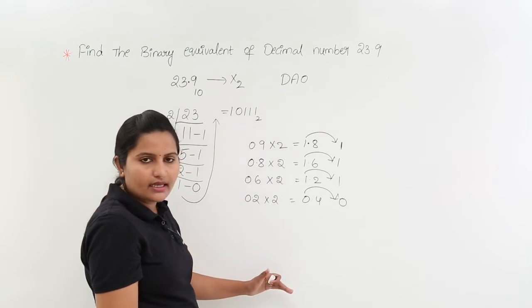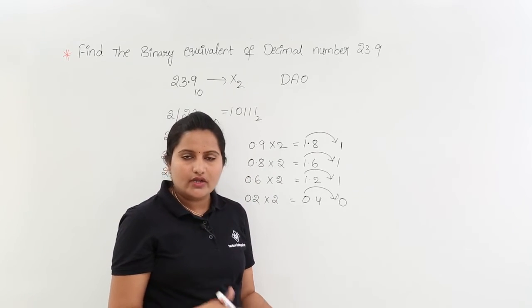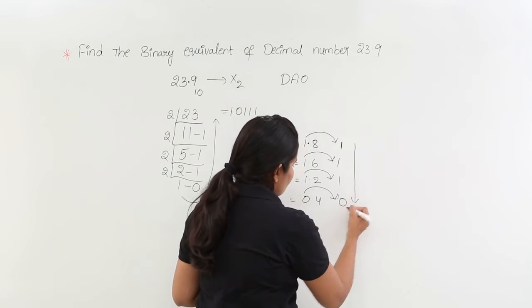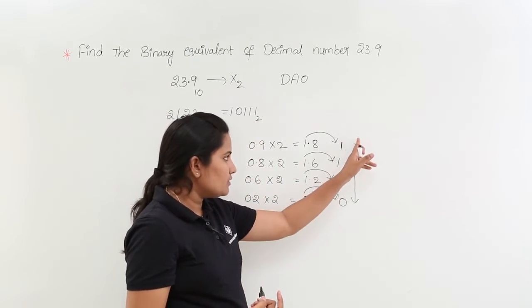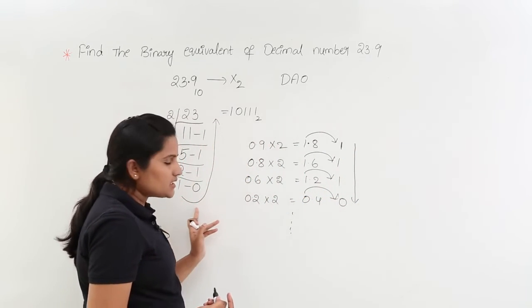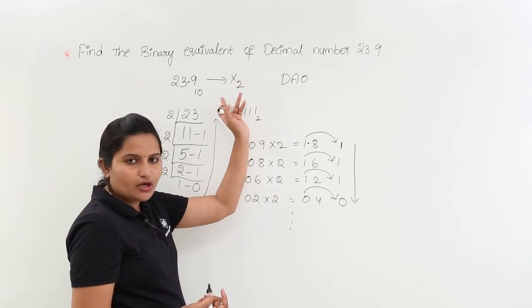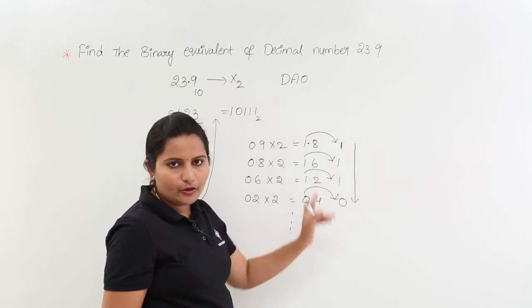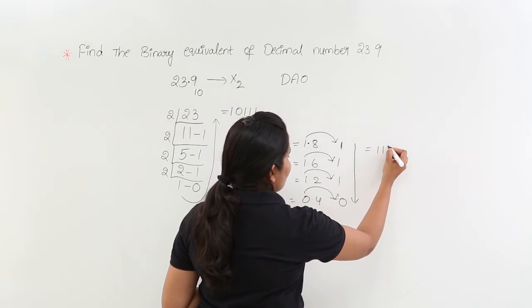If it continues like this, then you can truncate up to 3 places or 4 places, according to the options given. Here, I stopped at 4 places, 4 digits. We need to take the result from bottom to top when doing successive division for the digits before the point, but for the digits after the point you need to consider the result from top to bottom. That means 0.9 is equivalent to 1110.